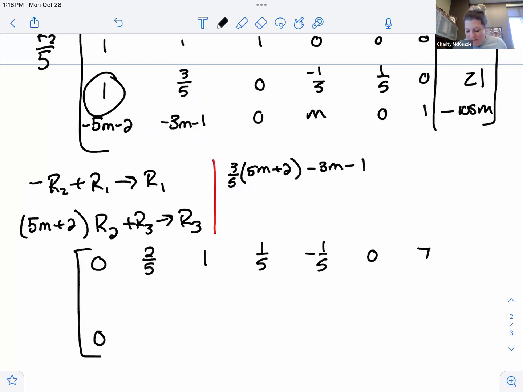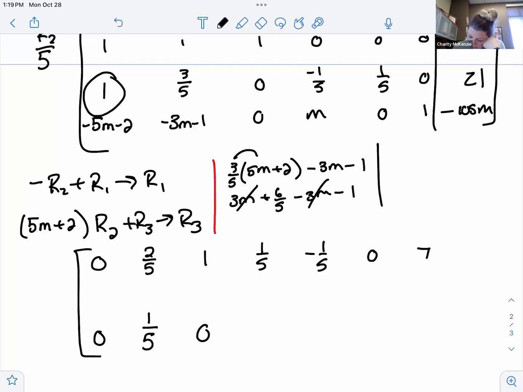So negative 3/5 times 5, the 5's cancel. It's going to be 3m. 3/5 times 2 would be 6/5. So plus 6/5 minus the 3m minus 1. Well, these are easy. They cancel. Sweet. 6/5 minus 1 is 1/5, because 5 of them make a whole, and you had 1 extra. So this ends up being 1/5. All that work for that. And the next one ends up being a 0.